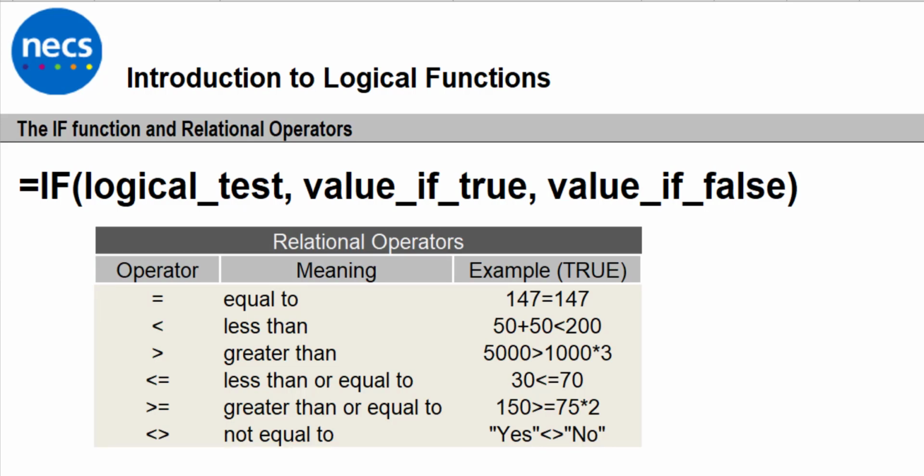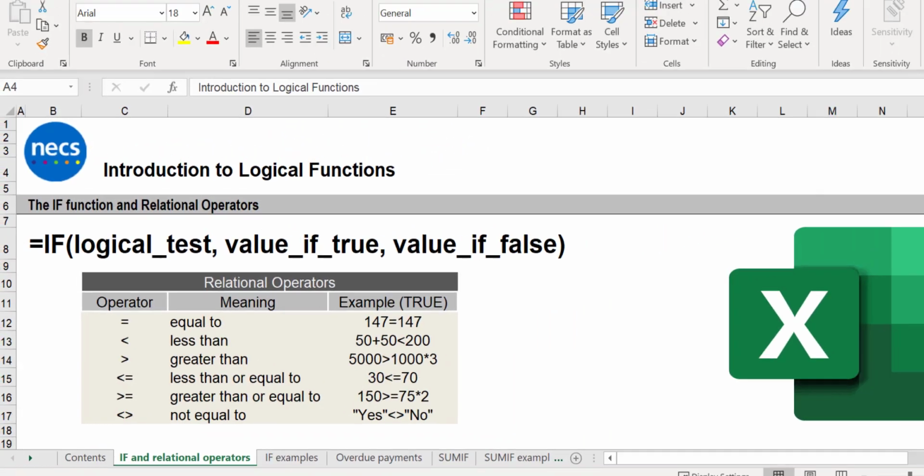Here are 6 logical tests which all return an answer of true. 147 is equal to 147. 100 is less than 200. 5,000 is greater than 3,000. 30 is less than or equal to 70. 150 is greater than or equal to 150. And yes is not equal to no. A data type with only 2 possible values, true or false, is known as a Boolean, named after mathematician George Boole.